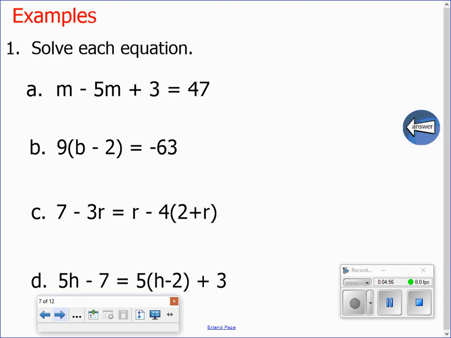Let's practice with a couple of examples.